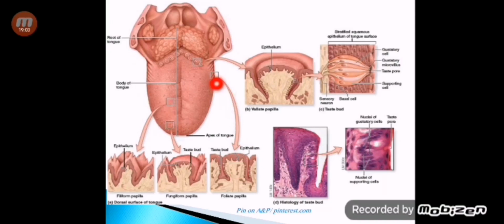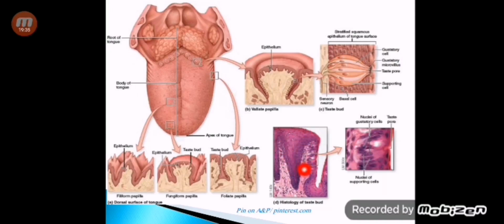The last one and the largest one is the circumvallate papilla. This is the circumvallate, which is arranged in a single line in front of the sulcus terminalis. It is dome shaped, surrounded by circular furrows. On the lateral side of these papillae, we have numerous taste buds. At the bottom of this sulcus, we can see the duct of serous glands named von Ebner's gland, and this is the site of the taste bud and the arrangement of the cells present in it.